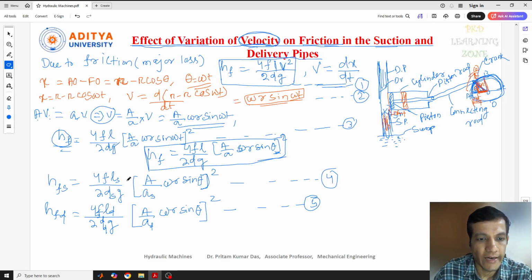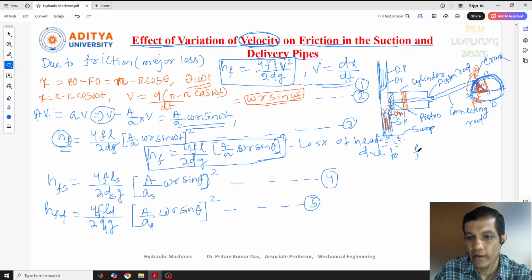So this is the loss of head due to friction. These two equations we got are the same thing, but one we got for the suction pipe, and this one is for the delivery pipe. These two things we got.